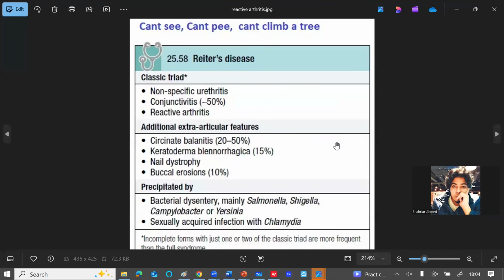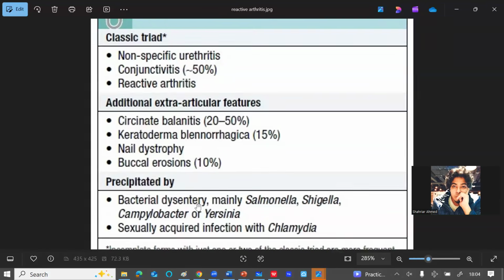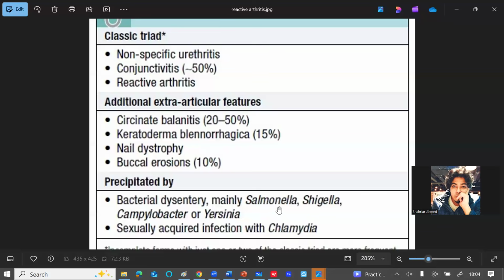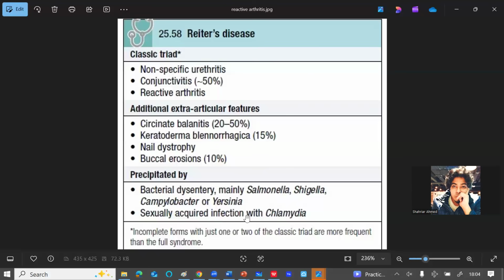So here is a line. Can't see, can't pee, can't climb a tree. Famous prior urethritis, conjunctivitis, arthritis. Some extra things there can be like balanitis or buccal findings. Things can be precipitated by diarrhea-type illness like salmonella, this, that. In some cases, a young person with a history of chlamydia. So they are all interrelated with Reiter's. I'm giving you 30 more seconds. Think about it, or maybe you can take a picture. That's all.